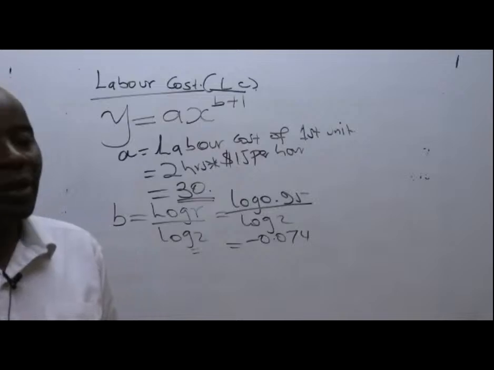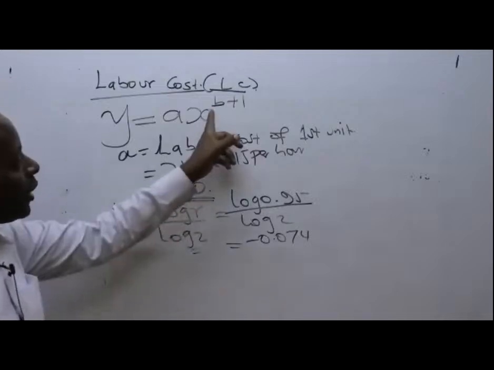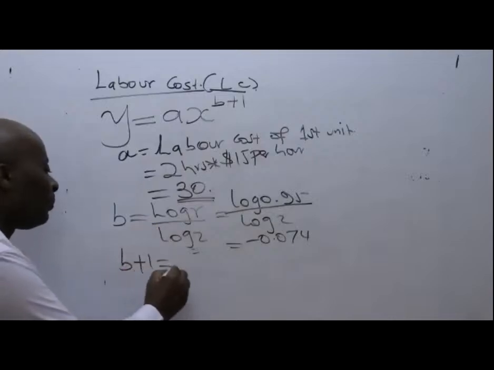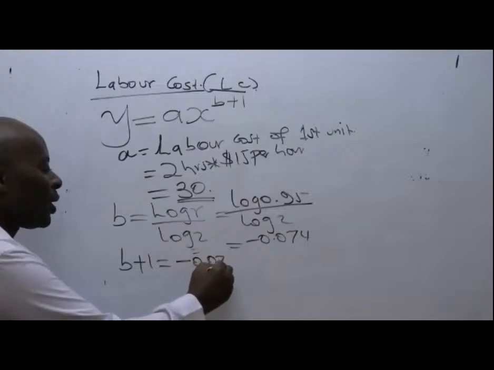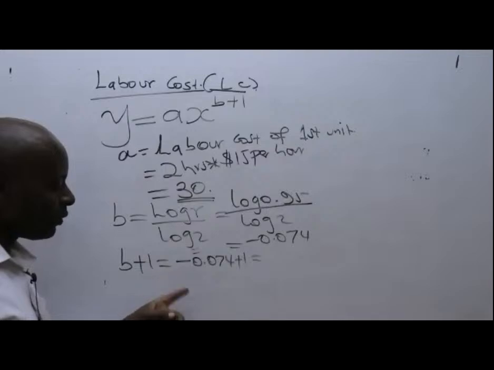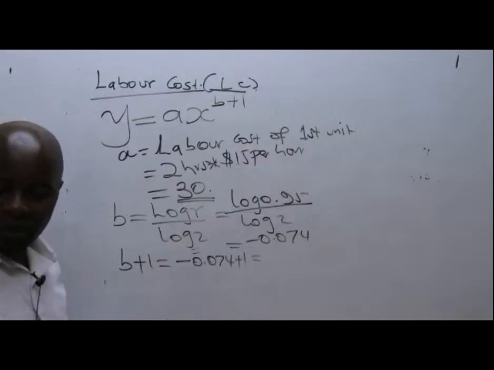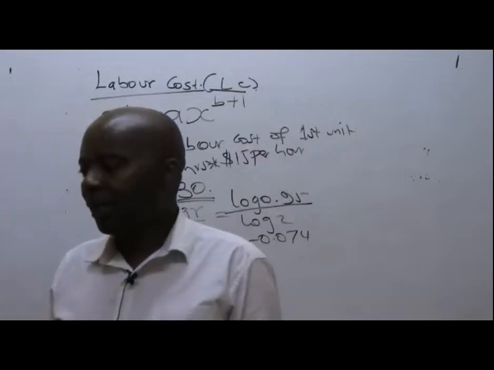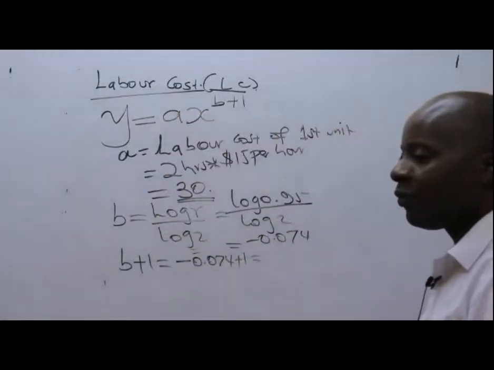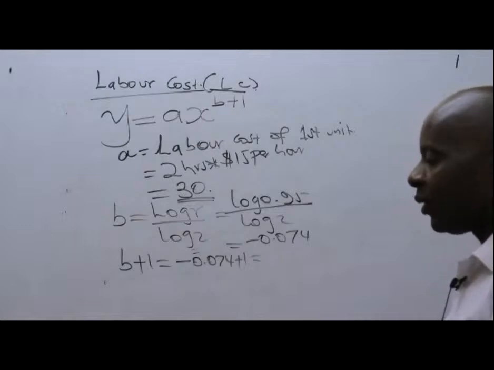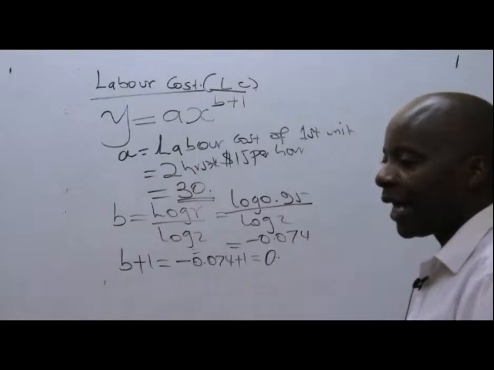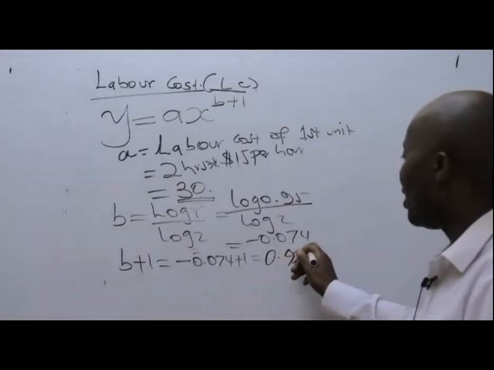Ladies and gentlemen, the moment you give me B, I know as per the exponent wants us to give them B plus 1. So then this will be minus 0.074 plus 1, which will end up giving us what figure? Minus 0.074 plus 1. What figure do we have here, somebody? 0.926. Thank you very much, Lucy.